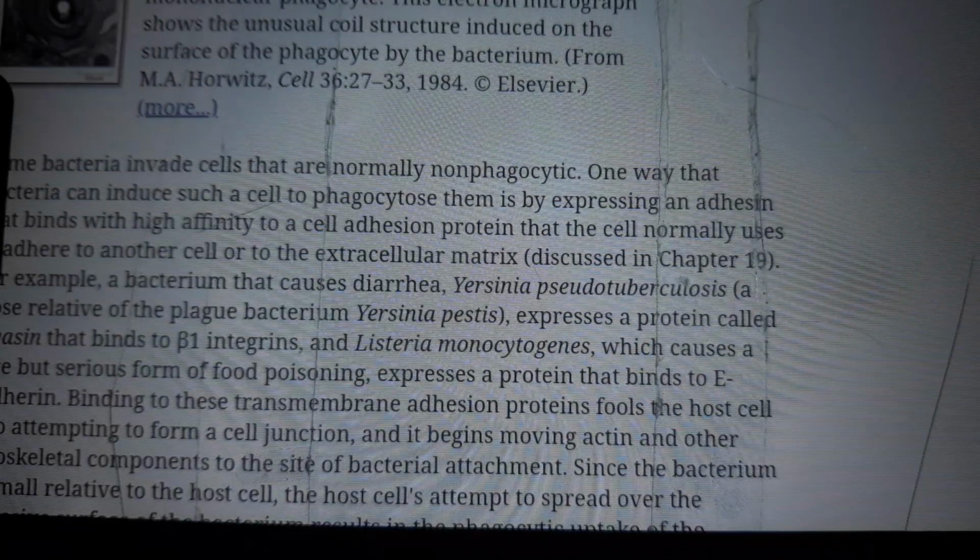Uptake of Legionella pneumophila by a human mononuclear macrophage. This electron micrograph shows the unusual coil structure induced in the surface of the phagocyte by the bacterium.